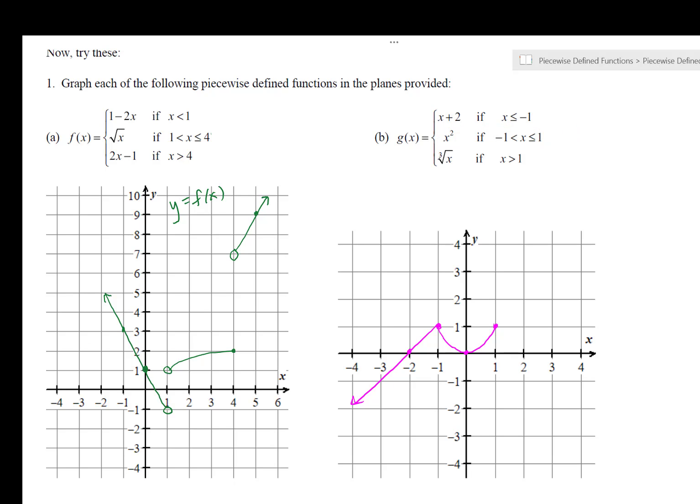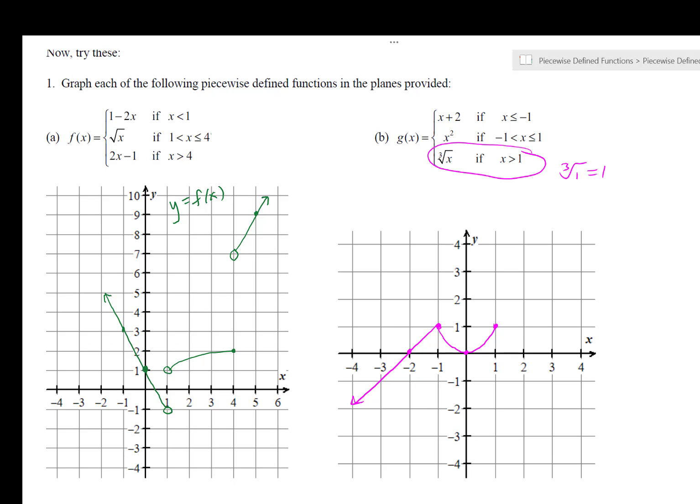And notice again, at x is 1, we have an equal part of this, so we include that on this portion of the graph. Finally, it's cube root x. Hopefully you remember what that looks like. Notice that if x was 1 here, cube root of 1 is 1. So again, at (1, 1), we're going to continue to follow the same rule.